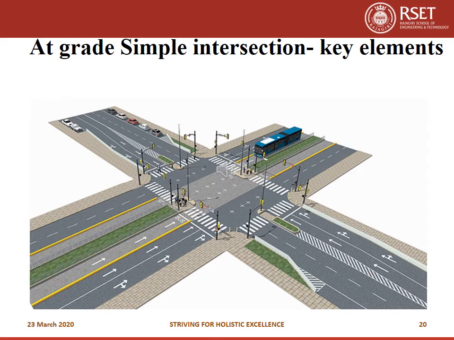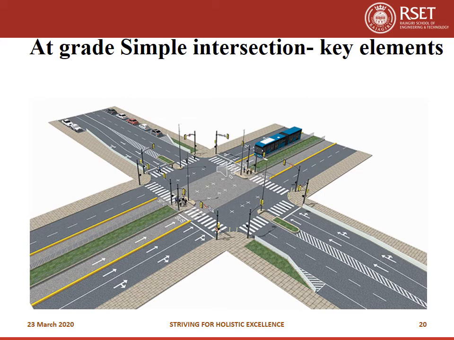Key elements of at-grade simple intersection. Here you can see two highways intersecting at 90 degrees. So this intersection has four legs. Different arrangements are made in this intersection for the safe movement of traffic and pedestrians.